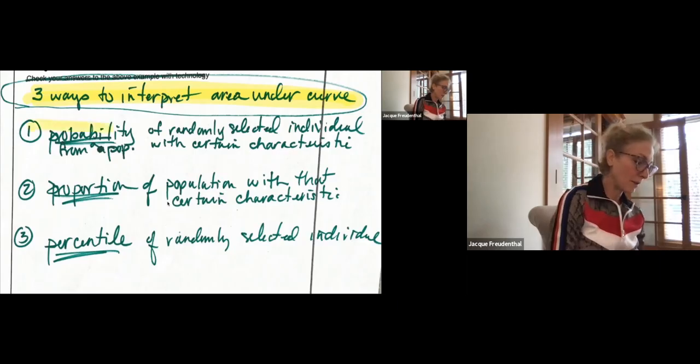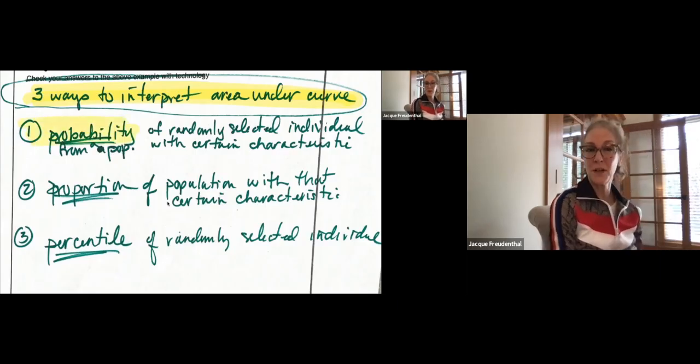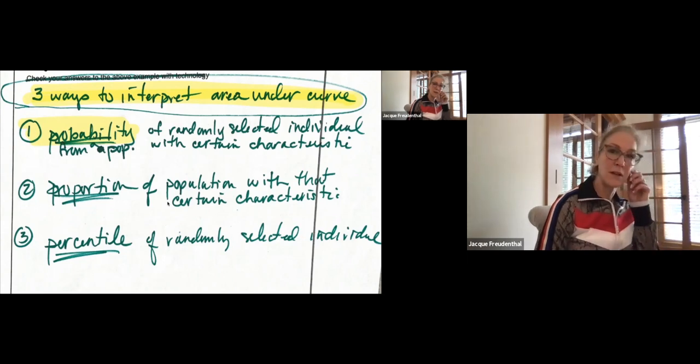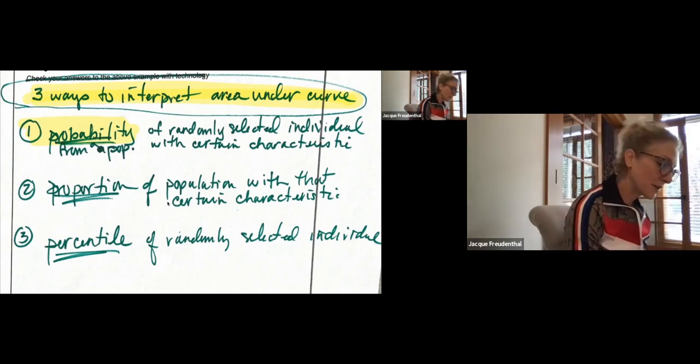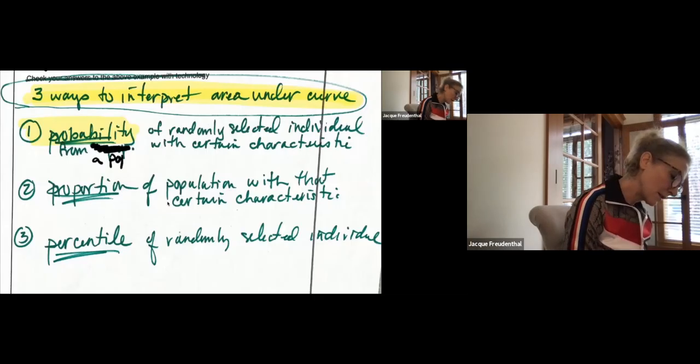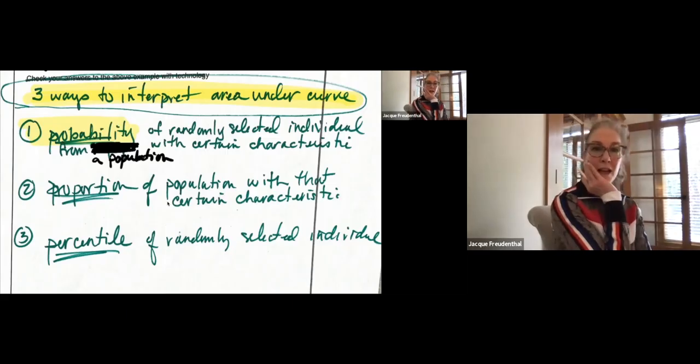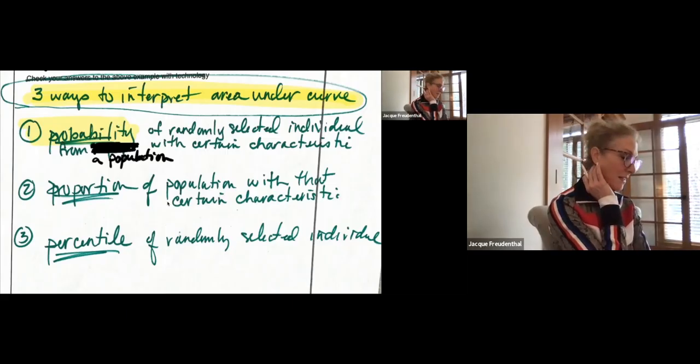So one way is with probability. And those are the words that I was using pretty much for everything, the probability. So the area under the curve represents a probability. And it's the probability of a randomly selected individual from a population with a certain characteristic. Let's see if I can write that better. From a population, so sorry for the sloppiness. Probability of a randomly selected individual from a population with a certain characteristic.